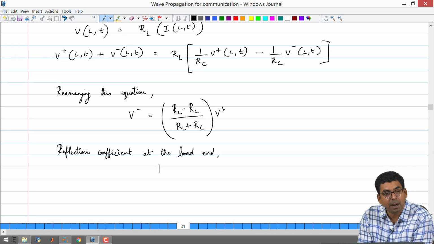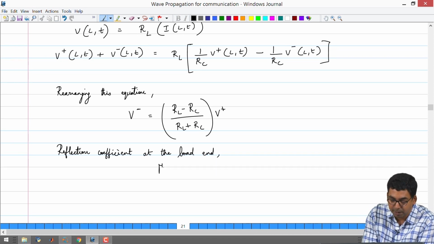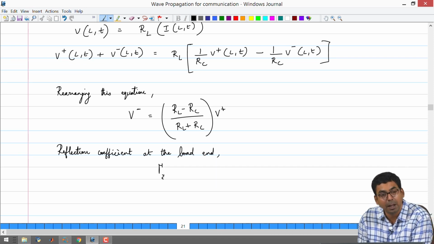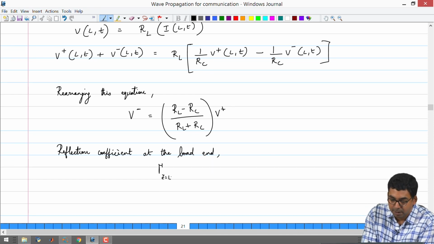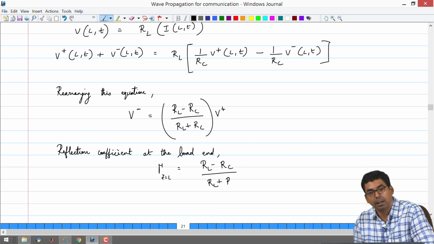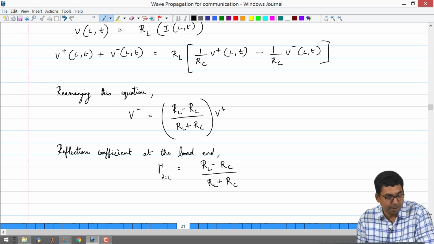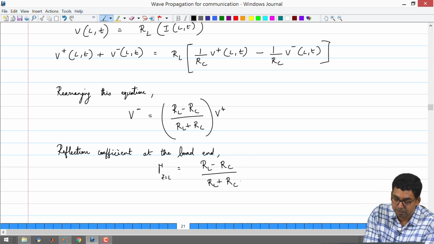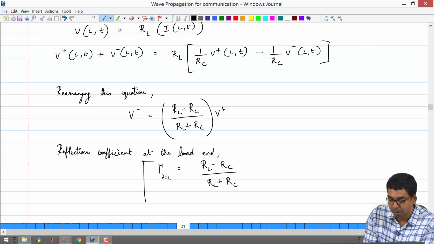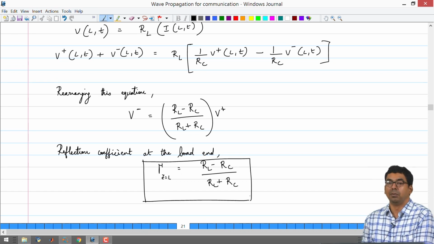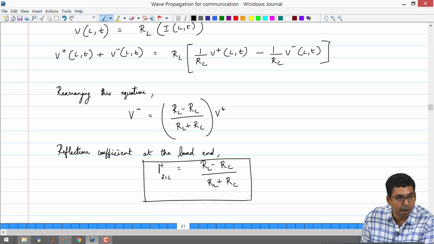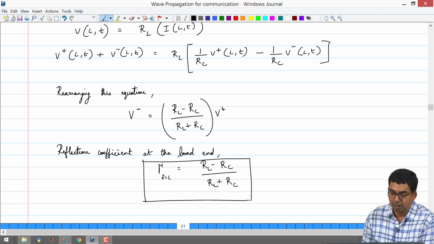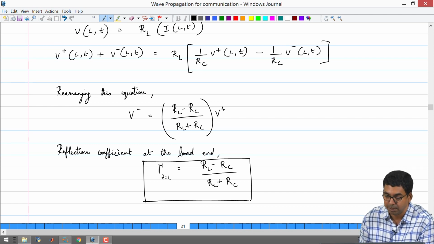To indicate that I am at the load end, I will mark it as gamma at z equal to L, which is equal to RL minus RC divided by RL plus RC. Now, this is the expression for the reflection coefficient at the load end when your load resistor is RL and your characteristic resistance is RC.